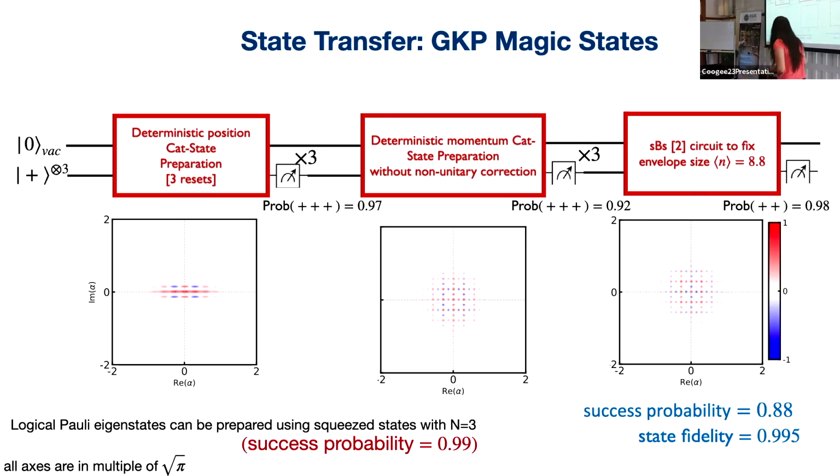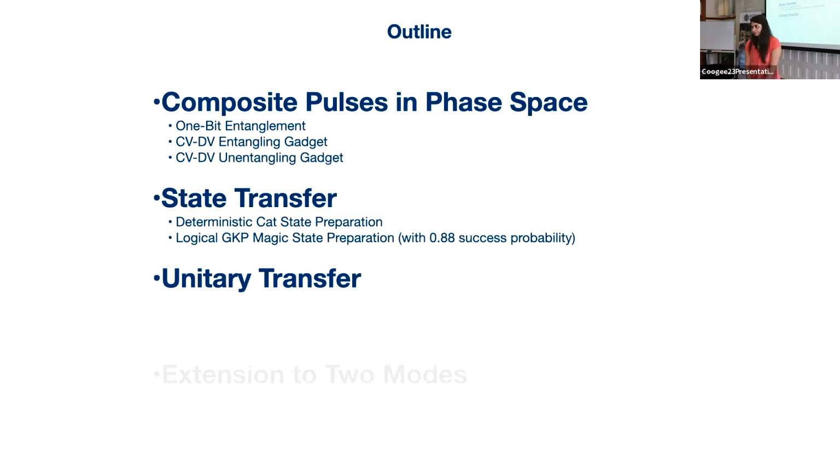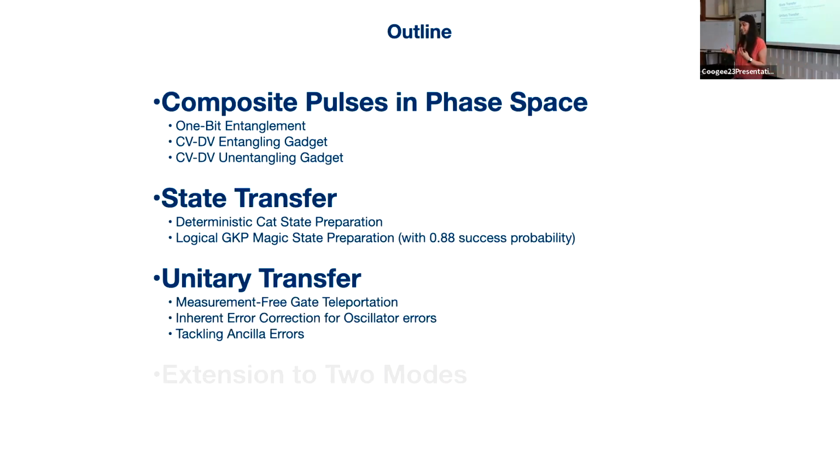All right. Now we come to unitary transfer. Like I said, this framework works really well with GKP states. I'm going to first discuss how the stabilization scheme can be looked at using my framework. Then I'm going to show some gate teleportation circuits, and I'm going to show that this gate teleportation circuit is also correcting errors on your oscillator. So let's get on with that.